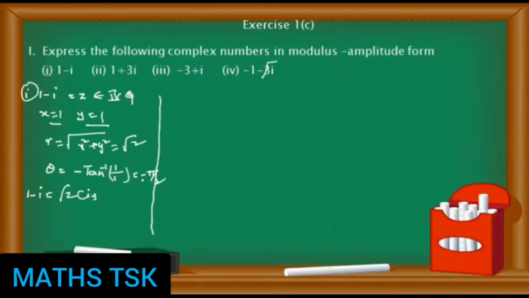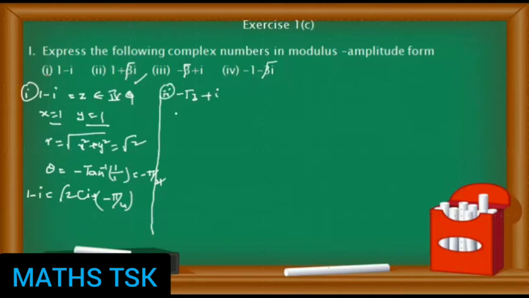Cis theta, theta is minus pi by 4, minus 1 by 1 is pi by 4. So there is a cis minus pi by 4. Similarly, take the value of 1 plus root 3i, and then minus root 3i plus 1 minus root 3i. So 1 plus root 3i, you can do it as minus root 3 plus i.